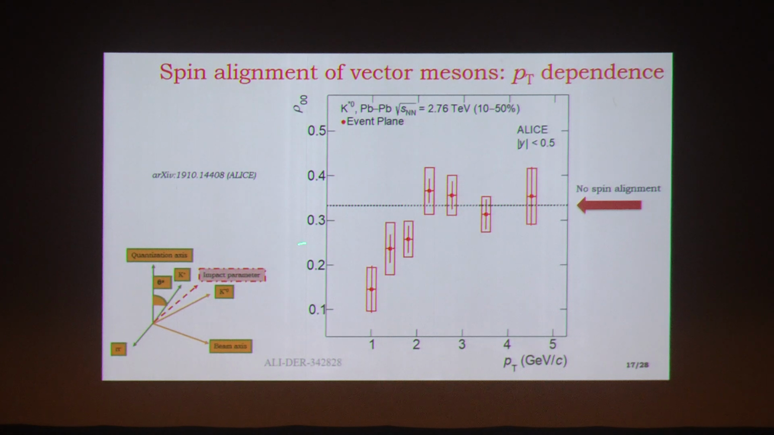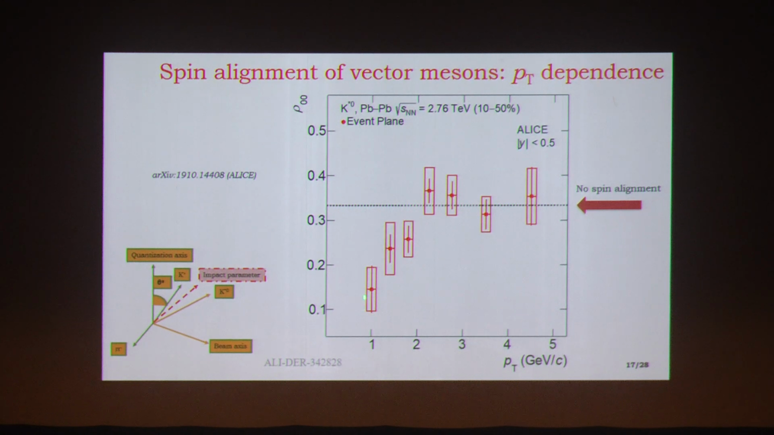What is plotted here in the y-axis is rho 0, 0. X-axis is the transverse momentum of the vector meson. And these are the data points for lead-lead collisions at 2.76 TeV, mid-central collision where we expect the effect to be maximum. This line is no spin alignment. At higher PT, they seem to be consistent with 1/3, and then there are some deviations of rho 0, 0 at the level of 2 to 3 sigma from 1/3.